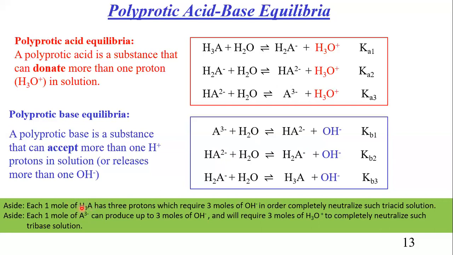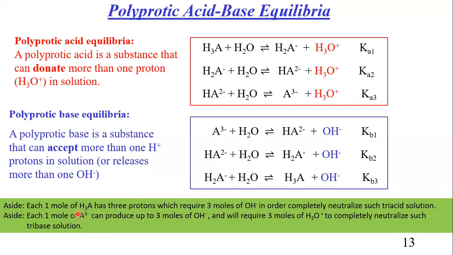1 mole of H3A has 3 protons, right? And it can donate up to 3 protons. And so if I was using a titration, a complete reaction to completely neutralize this acid, I will need 3 moles of OH minus to neutralize it completely.